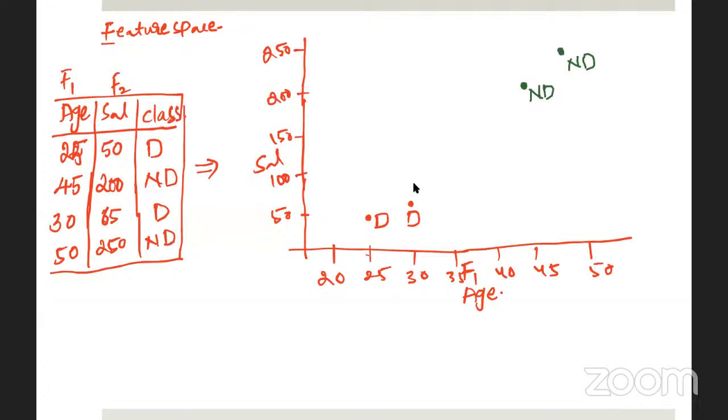Now, what do we have to do with this feature space? As per the definition, partition this feature space. Okay, so let us partition. That means divide this feature space.